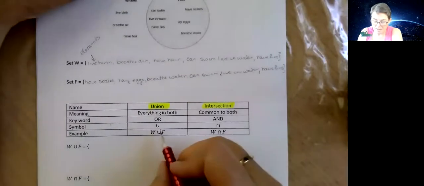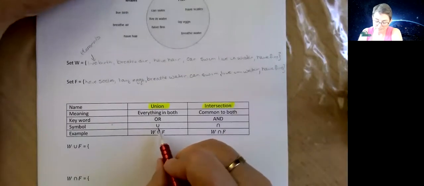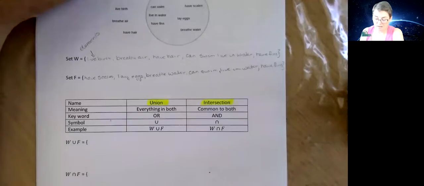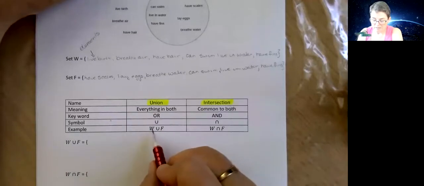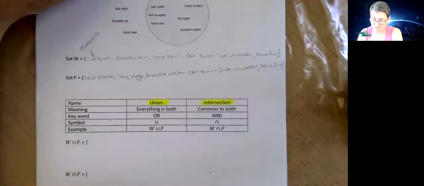So union means everything in both sets. The key word that I think of is or. So is it a whale? Is it a characteristic of a whale? Is it a characteristic of fish? One or the other, it's fine. One or the other, both, whatever, don't care. And the nice part is the union symbol. It looks an awful lot like a U. And in fact, if you're typing, I'm not sure, it might be the exact same symbol. And so example would be whales, union, fish.